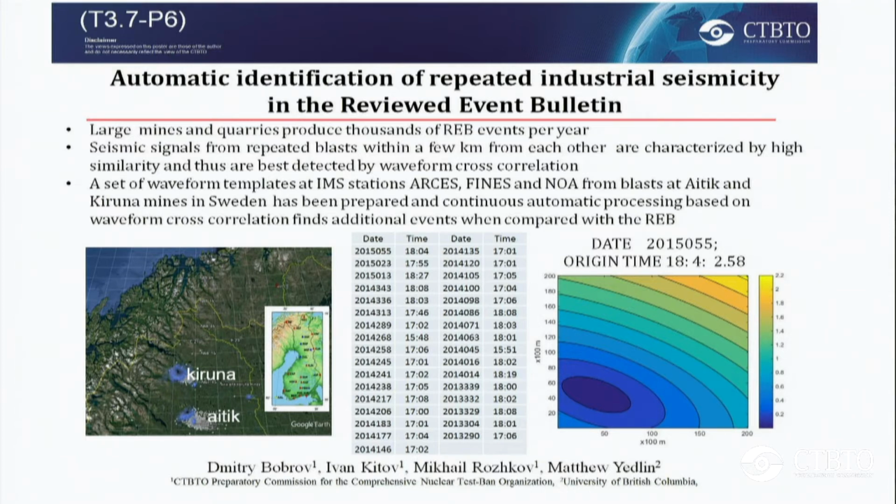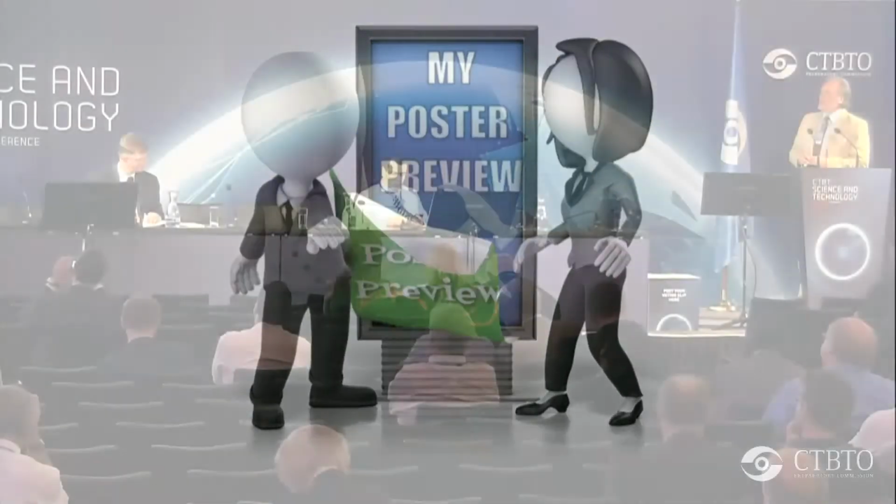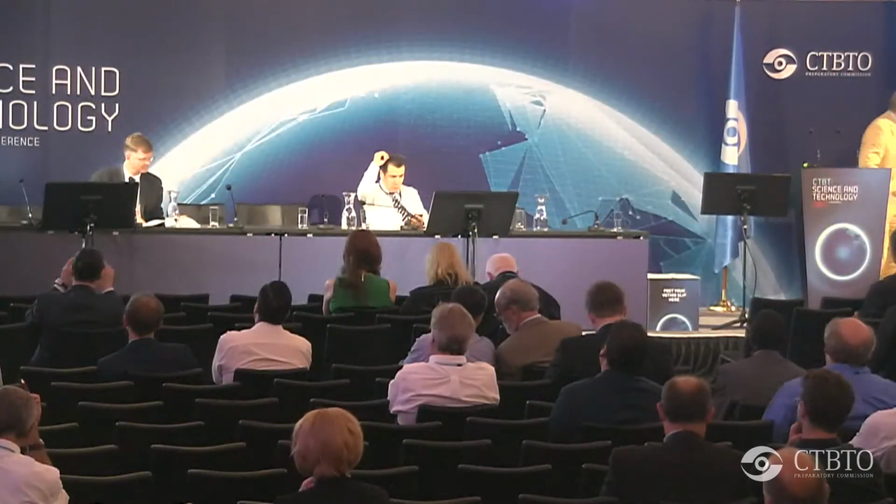You can see that the current REB for Kiruna Aitik have the aperture of 20 to 30 kilometers for the events which are in one point within 1 kilometer. So we also demonstrate that the location is within a few hundred meters for the events which are presented. Thank you.